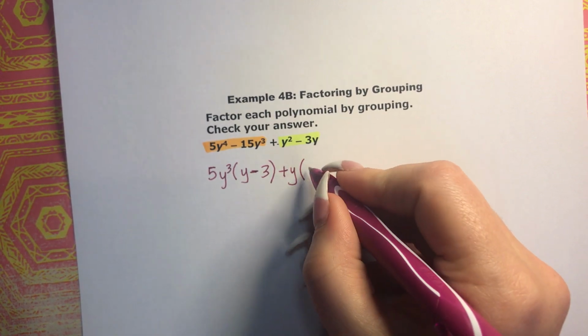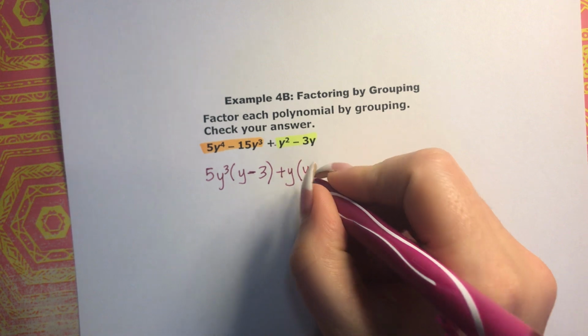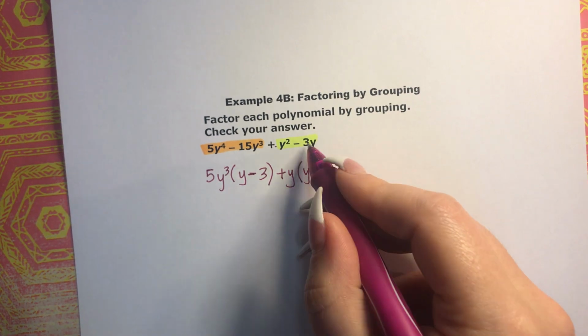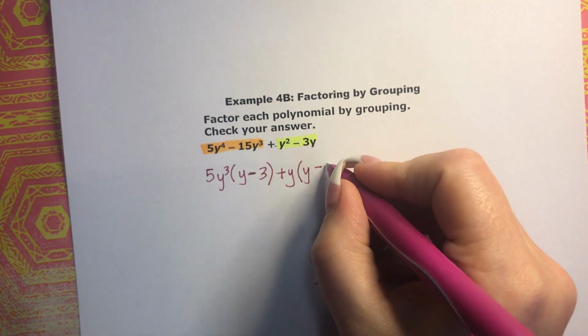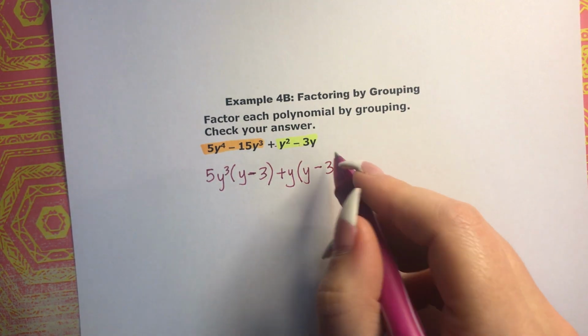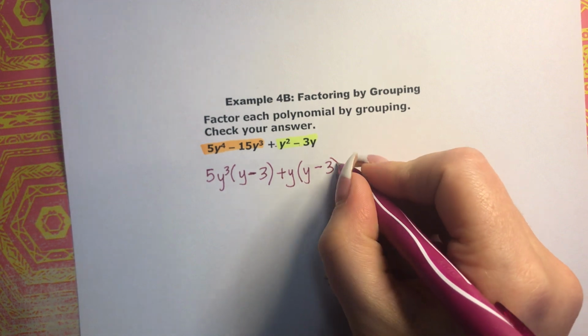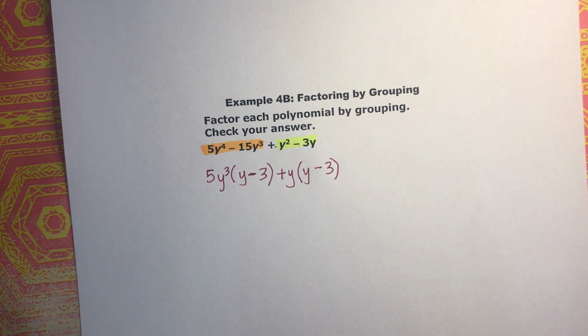Okay, then we're going to go y times what is y squared, and that would be y, and then y times what is negative 3y. So we're going to need that negative there. We're going to need the 3, and y times 1 is y, right? So there we have it. And do you see it?